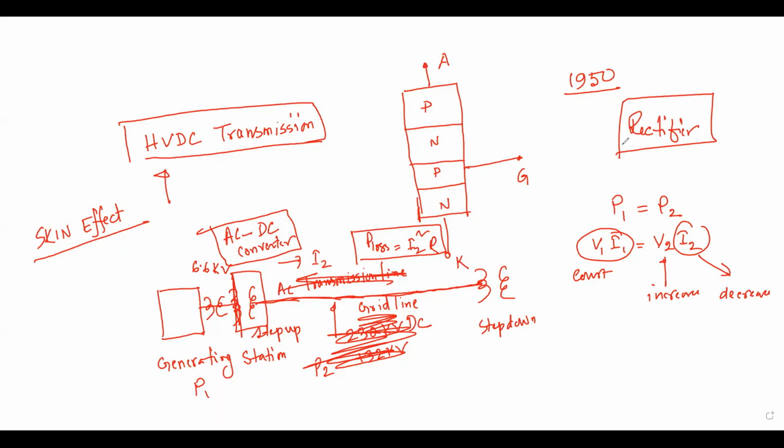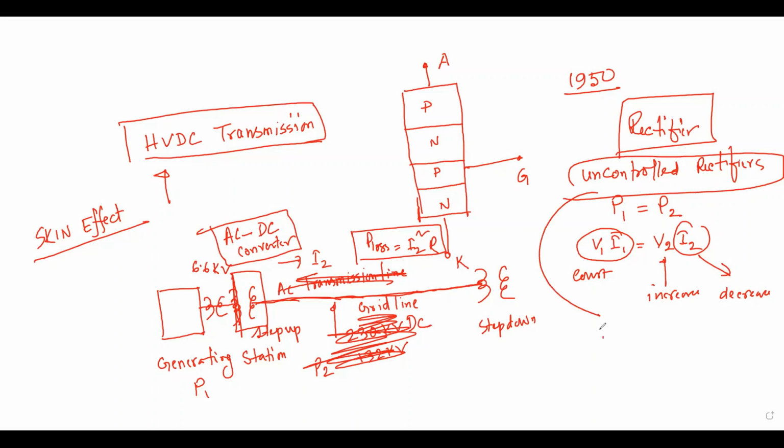So bridge rectifier? Yes, bridge rectifier, of course, but that was an uncontrolled line frequency rectifier, right? Yes, sir. So which device have we used for this? The diode. Right. Diodes are used. We use 4 diodes to build a bridge rectifier.